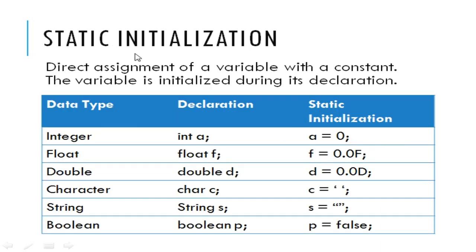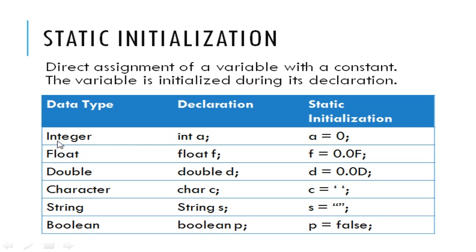Now you are going to see about static initialization, the direct assignment of variable with the constant. You call it as static initialization. So while declaring the variable, the variable is initialized during declaration itself. That is, while writing the program itself, you will be initializing the variable. You call it as static initialization. So you are going to see some of the data types available and the declaration statement, and what are the default values used to store.